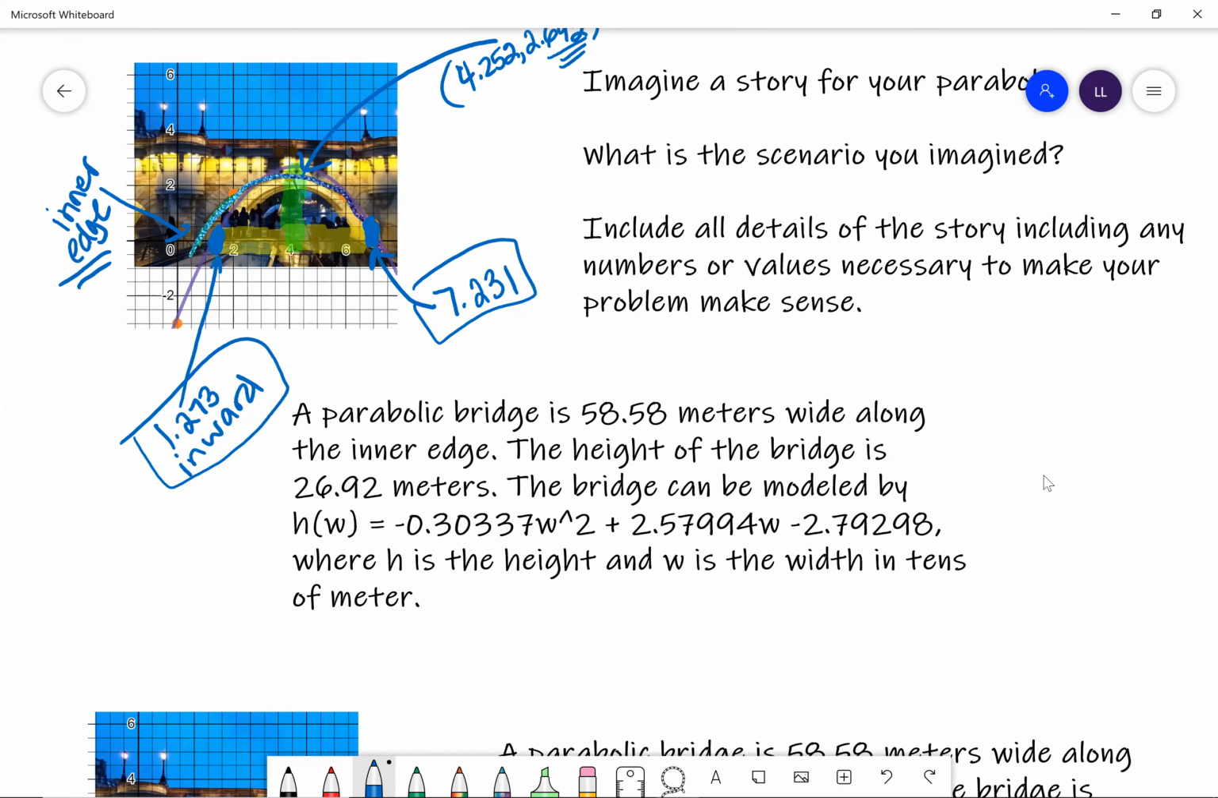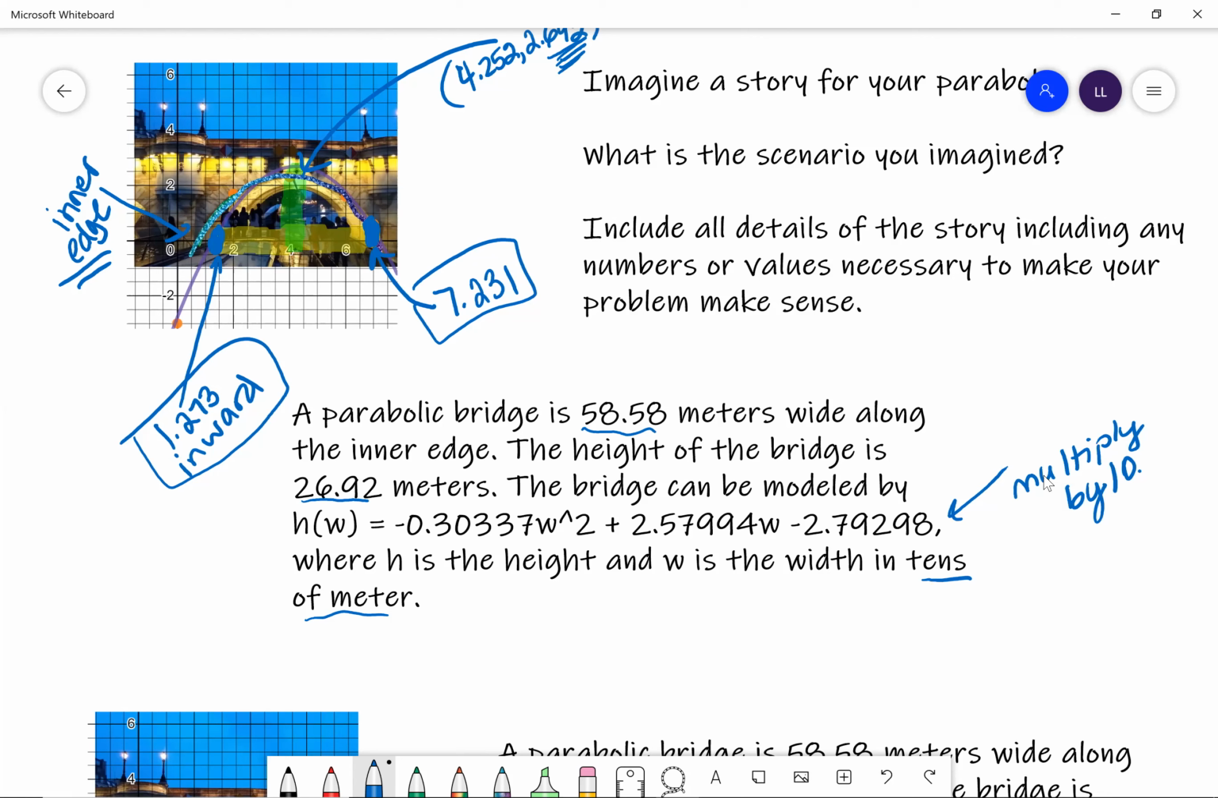Now the 58 and the 26.92 meters, we already discussed that it had to be multiplied by tens in order for it to make sense, okay? So when we get our answer from our function, we'll have to actually multiply whatever we've determined by 10 in order for it to make sense. And that's the reason why we added that part there. The height of the bridge is 26.92 meters, which we got from the vertex here, okay? And the bridge can be modeled by this quadratic, where h is the height and w is the width.